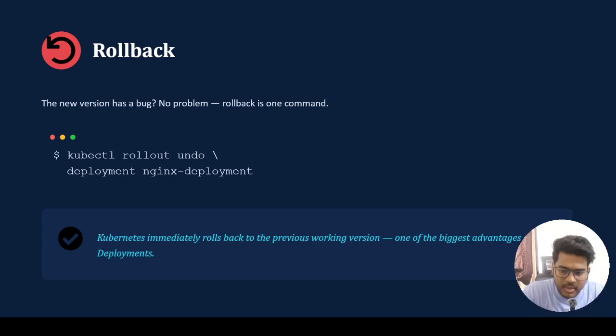Then if you want to roll back, suppose the new version you have deployed has a bug or something and it failed, then you can roll back using this particular command, kubectl rollout undo deployment, so it will go back to the previous version.